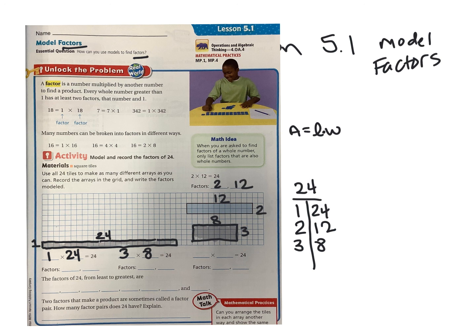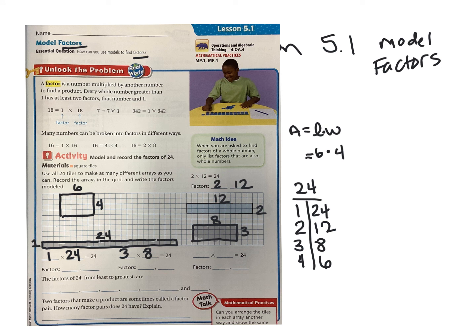Okay, maybe we can get another one. 4. Let's see. 4 times what number will give me 24? Oh, yeah, it will. 4 times 6 is exactly 24. So I'm going to do 1, 2, 3, 4, and then 1, 2, 3, 4, 5, 6. This is a length of 6, width of 4. So how many squares are inside of that? The length is 6. I'll write it over here. The width is 4.